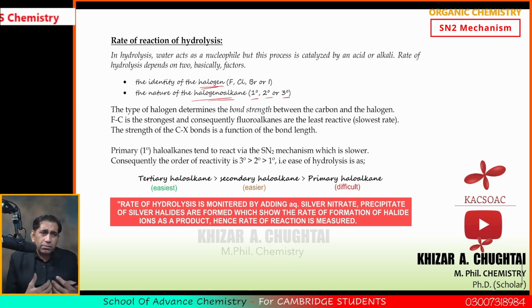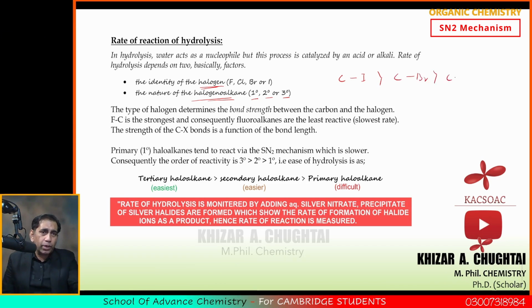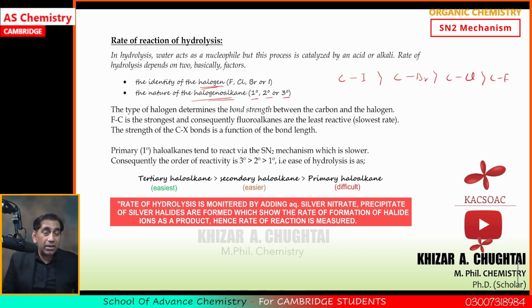If it is Cl, or iodine, the basic factor is their bond length. The C-I bond is easier to break, more speedy, than the C-Br bond. It is easier to break than C-Cl. It is easier to break than C-F. So basically, C-F is the hardest to break.